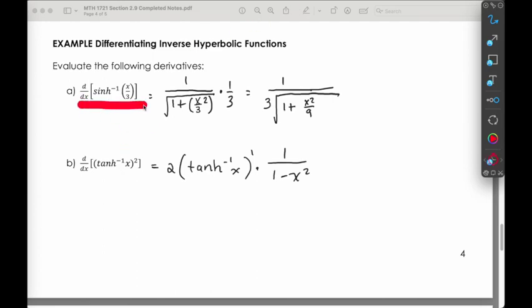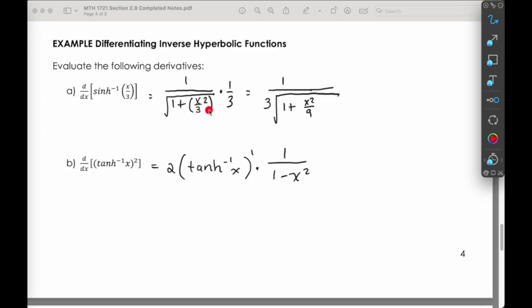So for this one here, we want to take the derivative of the inverse hyperbolic sine function of x divided by 3. So we're going to need to use the chain rule. So for the inverse hyperbolic function, the derivative will be 1 over the square root of 1 plus whatever that inner function is, that's here, squared. And then using the chain rule, I have to multiply by the derivative of what's inside, which would be 1/3.